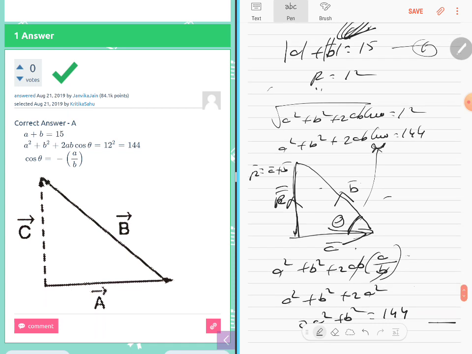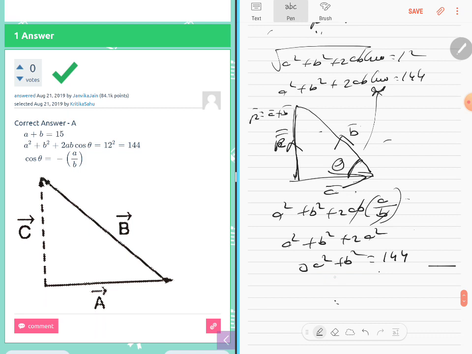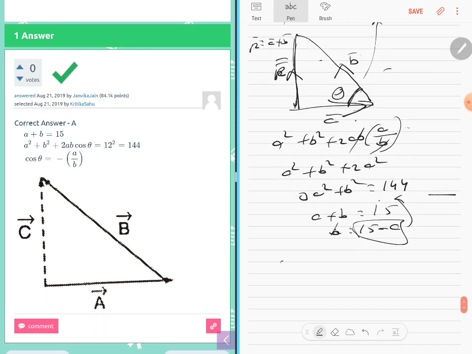And you already know magnitude a plus b is equal to 15. This is also magnitude only. So a plus b is equal to 15. Can we get a linear equation? And can we solve it? You can write b is equal to 15 minus a. Can I substitute it here? I'm trying to develop 3a square plus 15 minus a, the whole square, is equal to 144. 3a square plus 225 plus a square minus 30a is equal to 144.